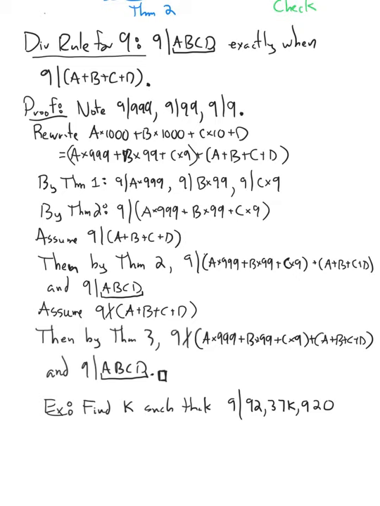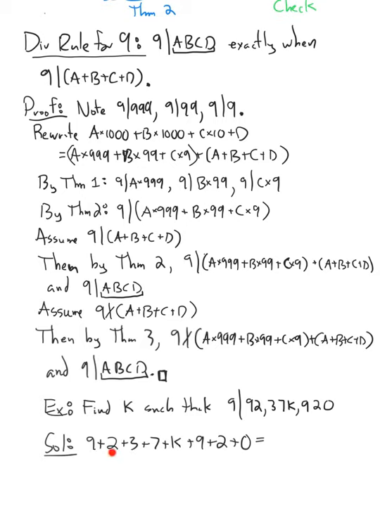Well, we need to check if the sum of the digits has a factor of 9. So, let's do it. Let's take the sum of the digits. We don't know one of them. It's an unknown, but that's okay. So, we have 9 plus 2 plus 3 plus 7 plus k plus 9 plus 2 plus 0. Let's add these up.